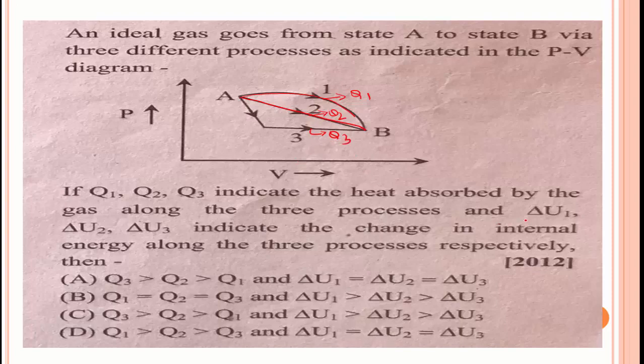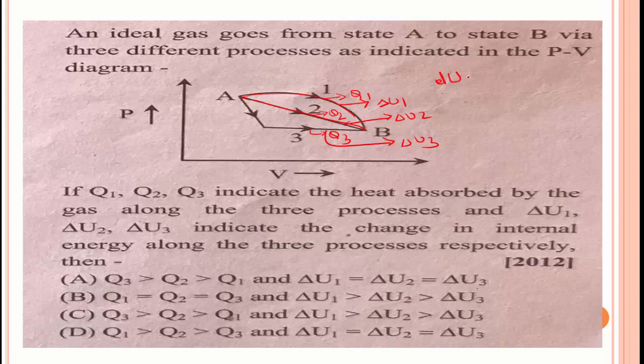And delta U1, delta U2, delta U3 indicate the change in internal energy along the three processes. The change in internal energy along this path is delta U1, along this path is delta U2, and along this path is delta U3, respectively. We know the formula.